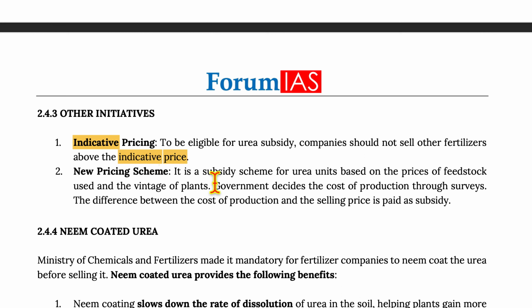New pricing scheme. It is a subsidy scheme for urea units based on the price of feedstock used and vintage of plants. Now, the government decides the cost of production through surveys. The difference between the cost of production and selling price is paid as subsidy.